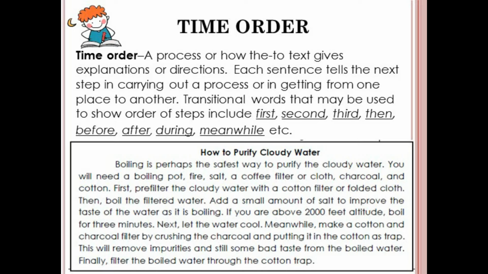Next, let the water cool. Meanwhile, make a cotton and charcoal filter by crushing the charcoal and putting it in the cotton as straw. This will remove impurities and steal some bad taste from the boiled water. Finally, filter the boiled water through the cotton trap.